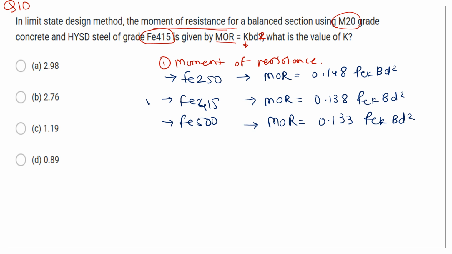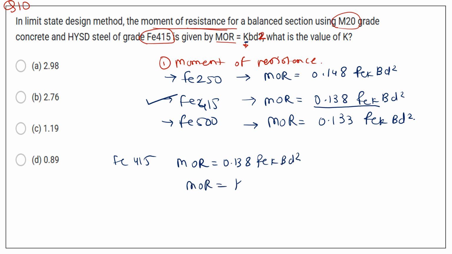Here we use Fe415, which is moment of resistance equals 0.138 FCK BD square. So the K value is equal to 0.138 FCK. I'll write this formula here: MOR, moment of resistance for Fe415, is equal to 0.138 FCK BD square, and in the question they ask MOR equals K BD square, and they ask about the value of K here.